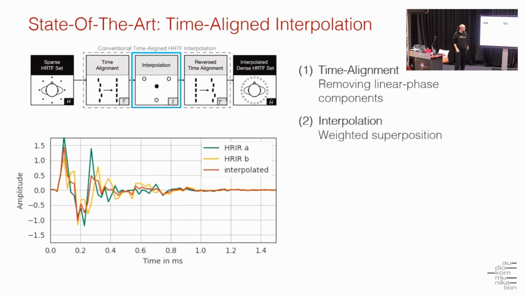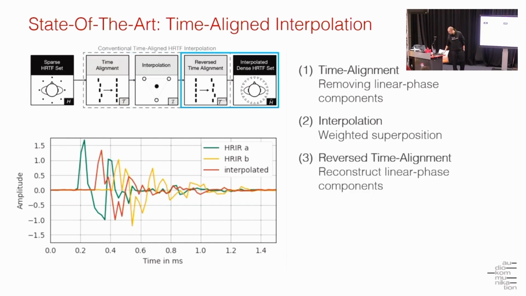We then interpolate by some sort of weighted superposition. And in the final step, reverse the time alignment by reconstructing the linear phase components. And this works pretty good for lots of source positions. In some cases, however, we are left with larger interpolation errors.